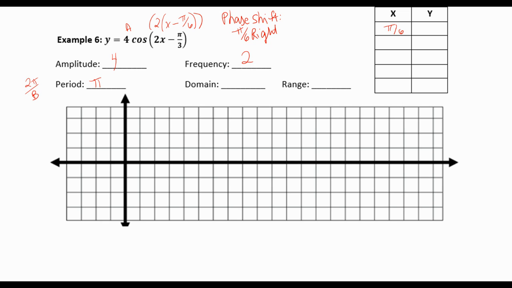Okay. Now I need to figure out what I'm going to count by. So I take my period, which is pi, and I divide it by 4. So I have pi/4. So what you're going to do is add pi/4 to pi/6. Pi/4 plus pi/6. Get a common denominator. The easiest one I can think of is 12. By doing that, I'm going to end up with 5pi/12.